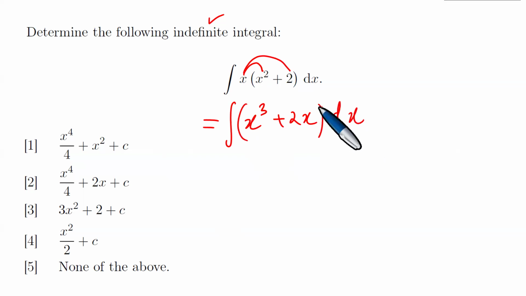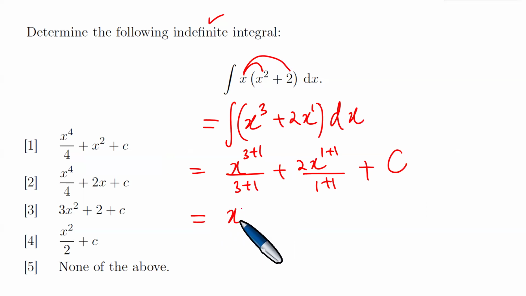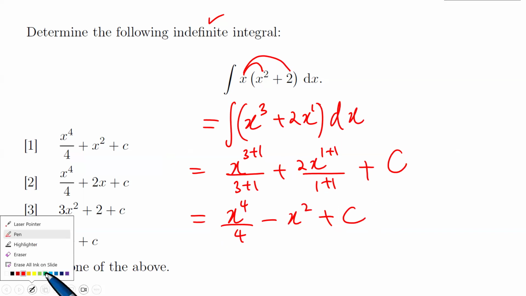And this is dx, which means that it is x to the 4. Now this one here you can write like this: plus 1 over 3 plus 1, plus 2x to the power 1 plus 1 divided by 1 plus 1. And then you add the arbitrary constant of integration c. 3 plus 1 is 4, so that we have x to the 4th power over 4 plus 2 over 2, x squared, plus c. And therefore this is the answer.